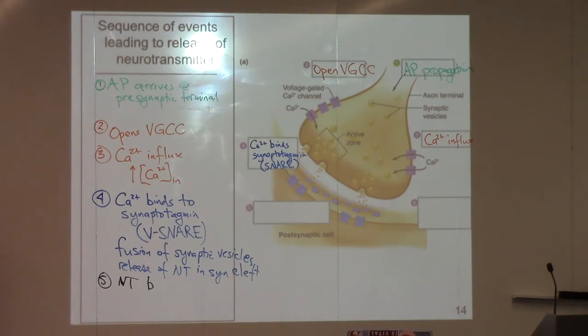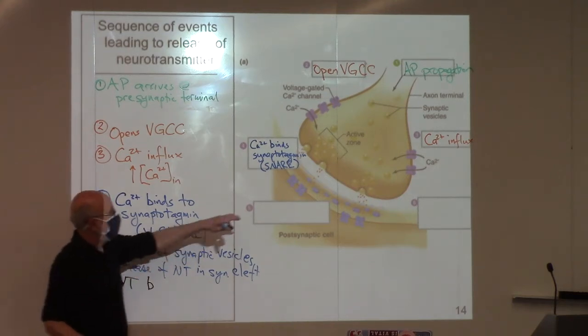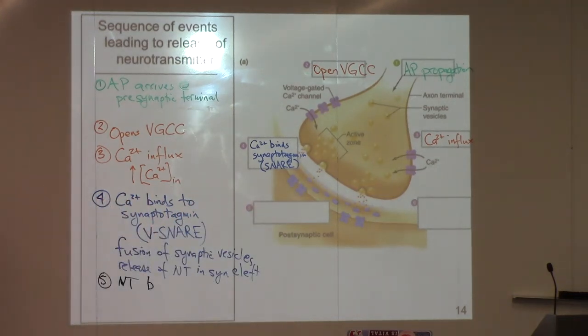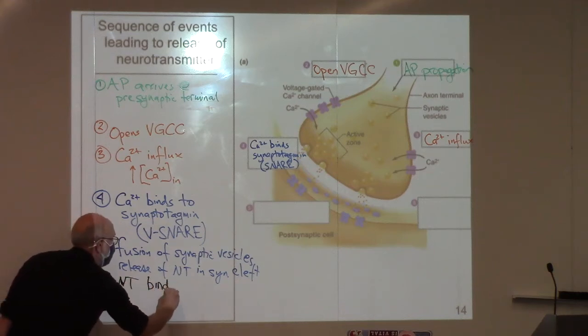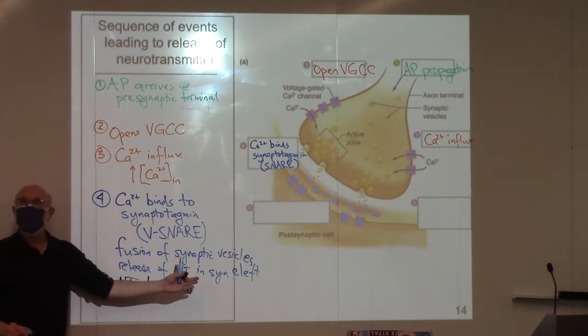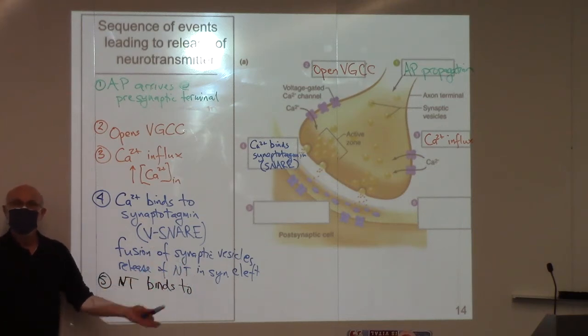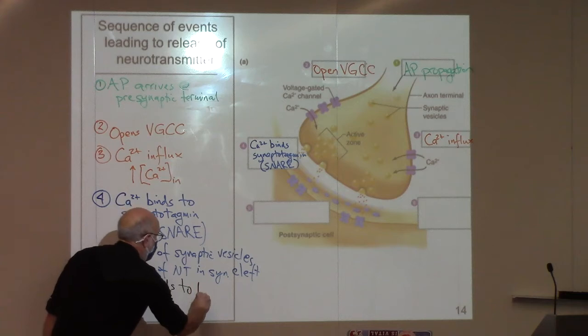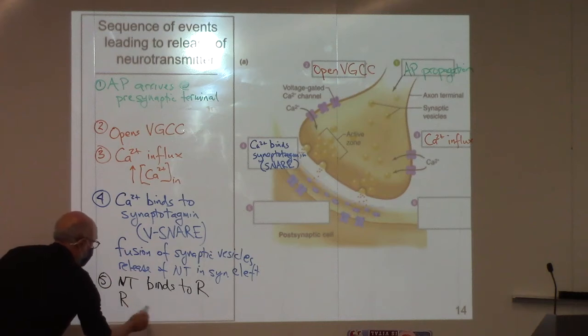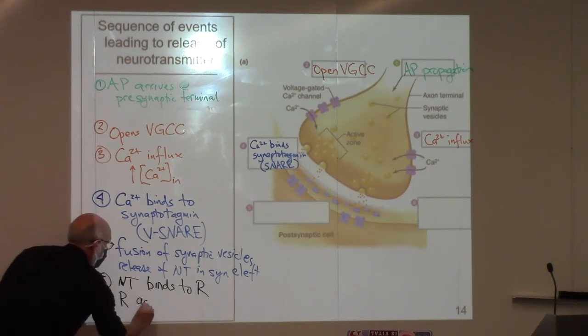What does the neurotransmitter do when it reaches these things over here? Henry? It binds to the receptors. Neurotransmitter binds to what? What do we call the things that it binds to? Receptors. And then the receptors activate.